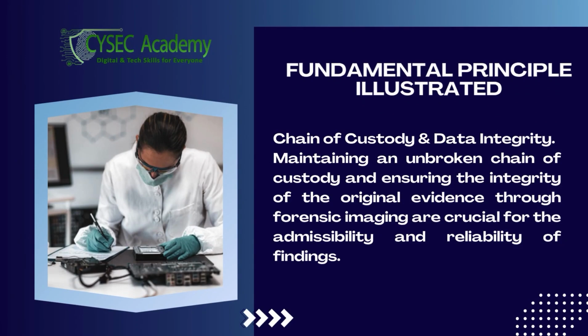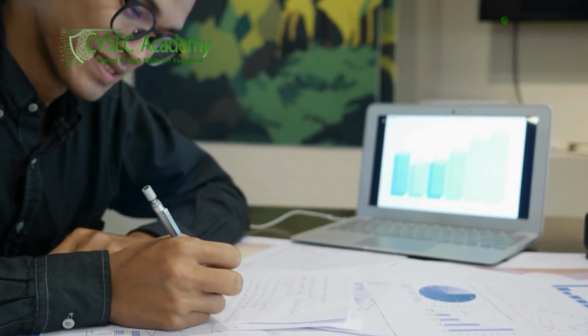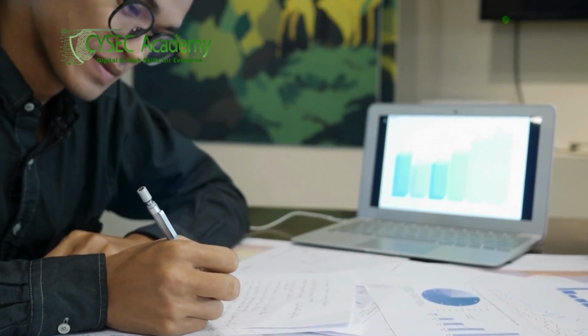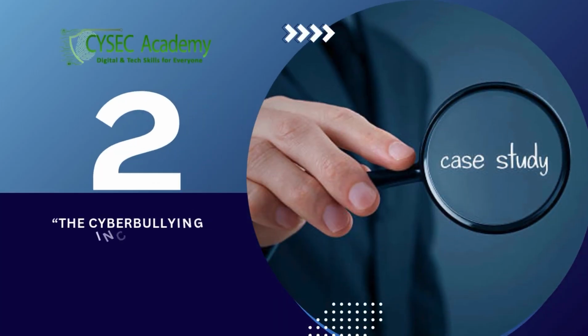Maintaining an unbroken chain of custody and ensuring the integrity of the original evidence through forensic imaging are crucial for the admissibility and reliability of findings. Case Study 2. The Cyberbullying Incident.